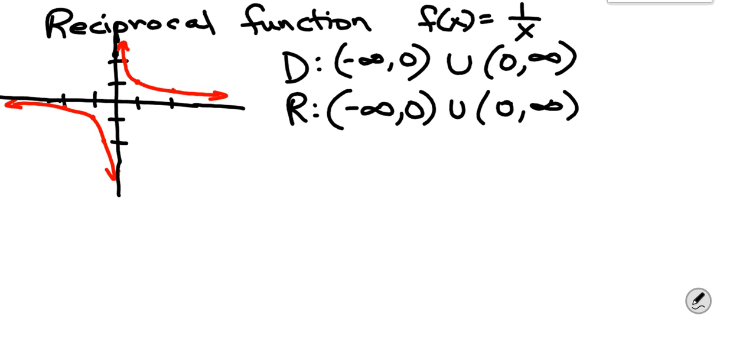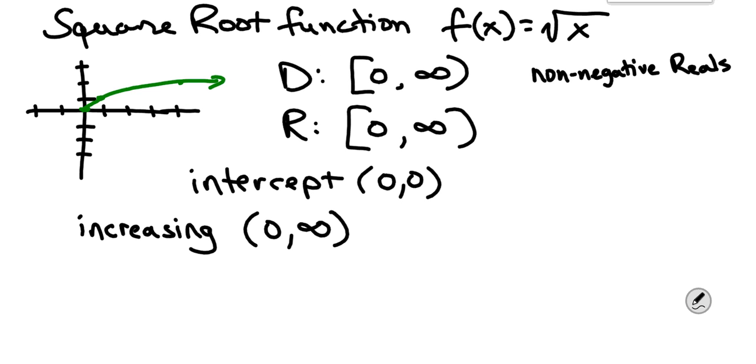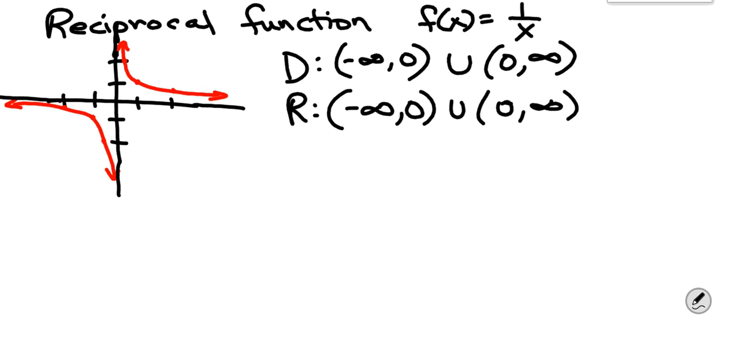Oh, I did forget to address something in the last one. Back at that square root function, was it even, odd, or neither? Is this even, odd, or neither? It's neither, because it's not defined for negative values of x. It's not even or odd. So we're not commenting on it.